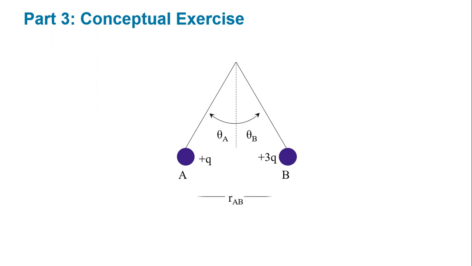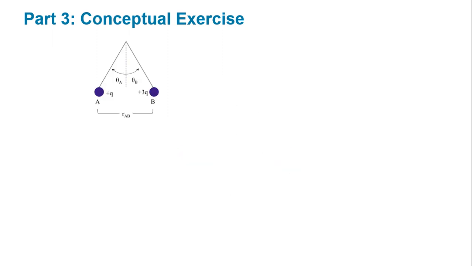So let's look at what this picture would look like. We have our two balls, A and B. One is Q and one is 3Q. So these are both positive charges, and they're going to repel each other. You should know that. They're suspended by strings. And here's your vertical axis, so to speak. That's theta A and that's theta B. My distance is R, AB. And there's your picture. Try to do it from here on your own.